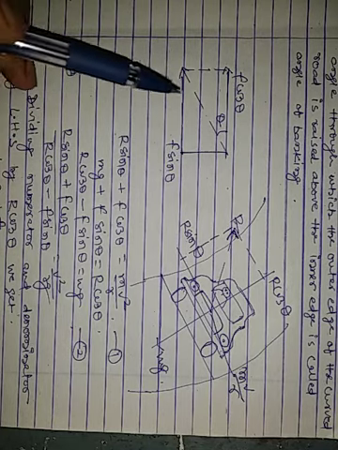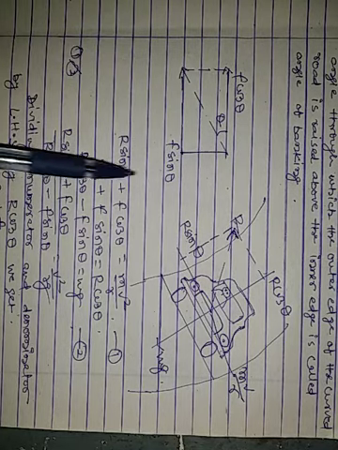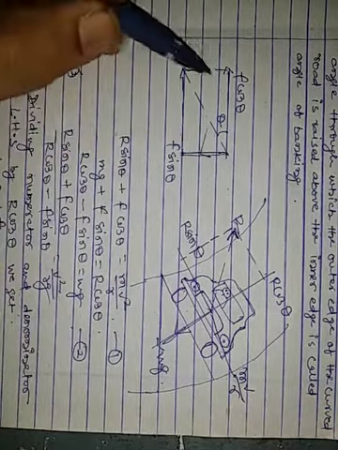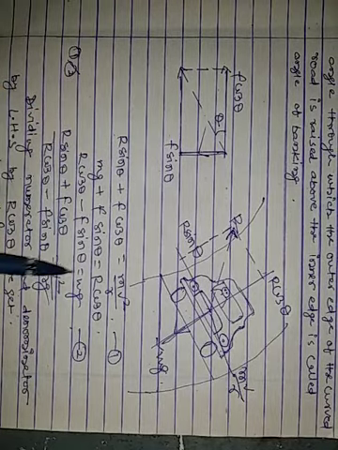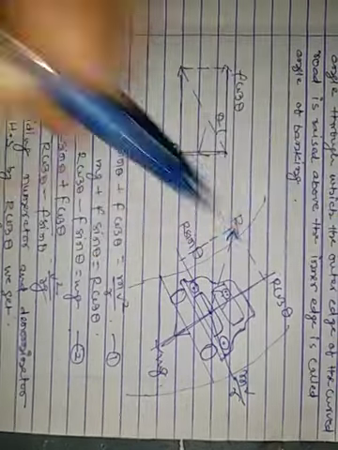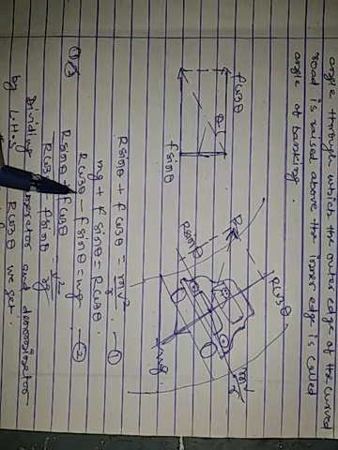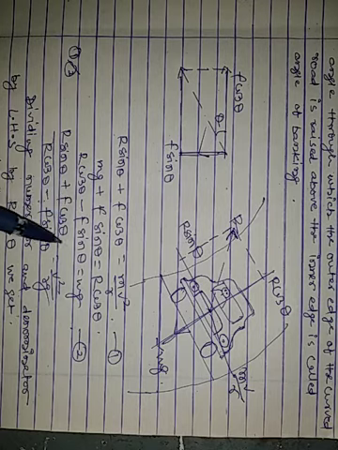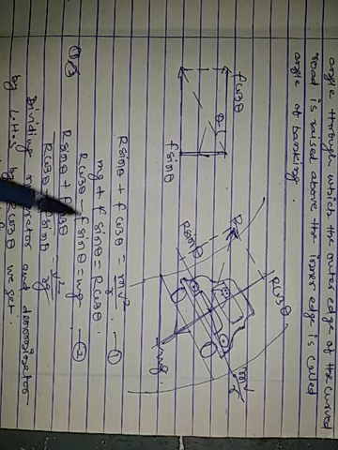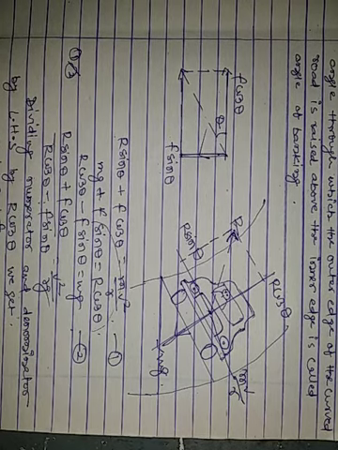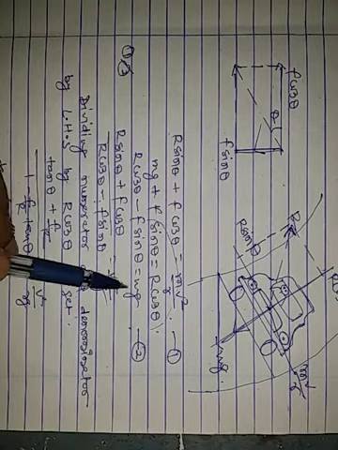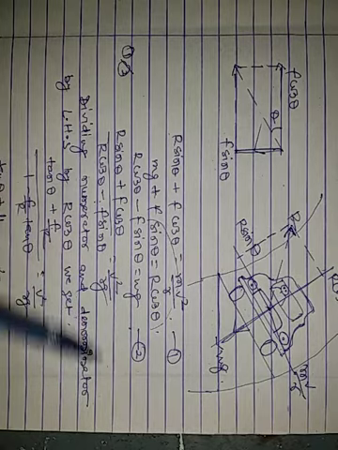Second equation: R cos theta upward, mg in the downward direction, f sin theta in the downward direction. So mg plus f sin theta is equal to R cos theta. So R cos theta minus f sin theta is equal to mg, as f sin theta moves to the right hand side. This is equation 2.